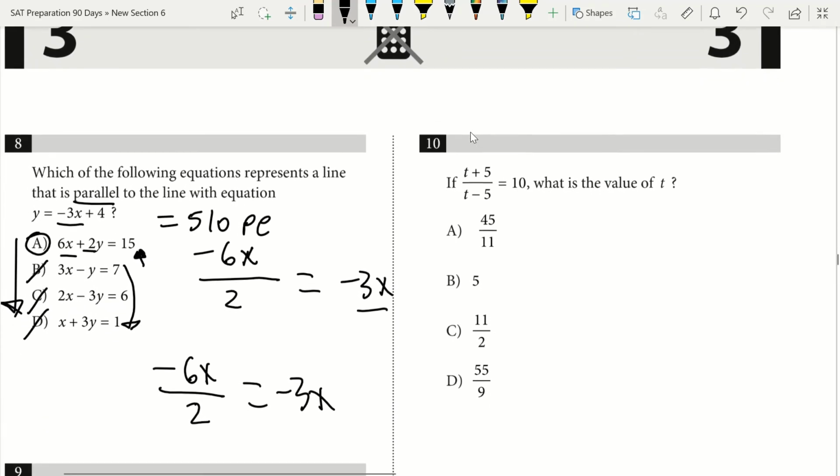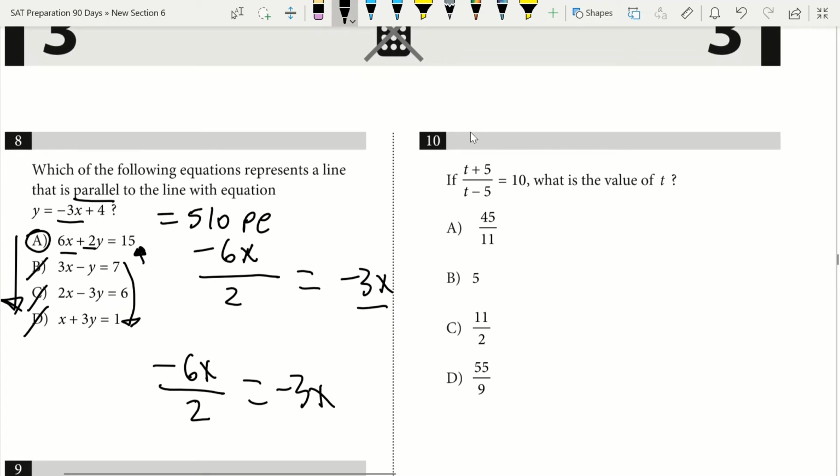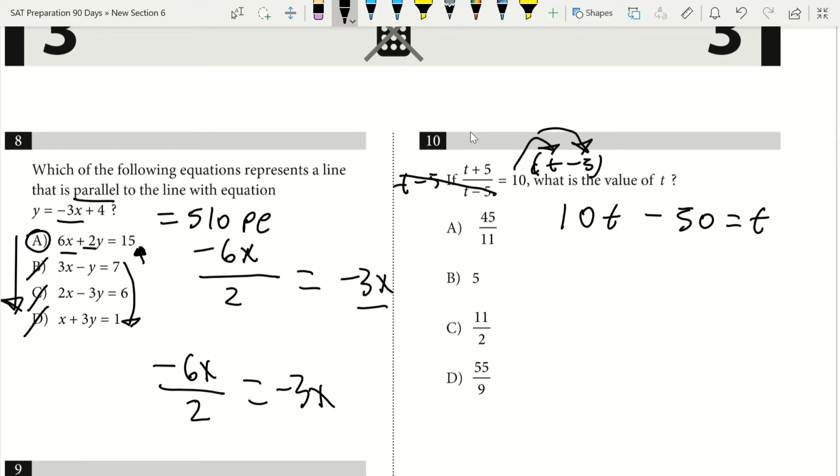If (t plus 5) divided by (t minus 5) equals 10, what is the value of t? So right here, we just want to make sure that we get all our variables on one side. We're going to do that by multiplying by t minus 5 to get rid of it there. Then we do our t minus 5 over here, right? We have 10 times t, that's going to give me 10t, and then 10 times negative 5 is going to be minus 50. So I'll have 10t minus 50, that's going to equal my t plus 5.